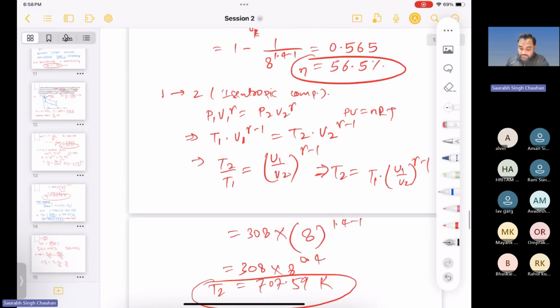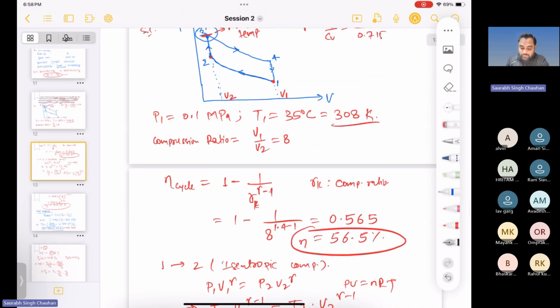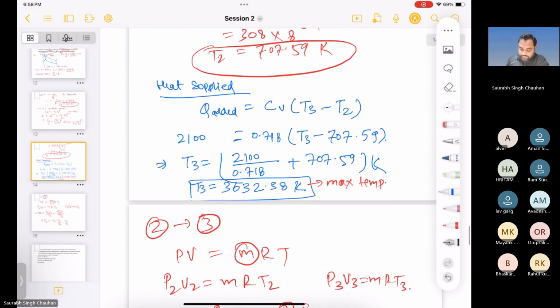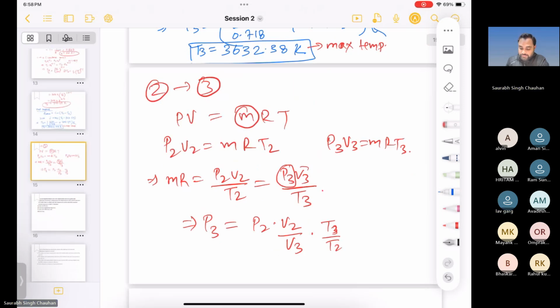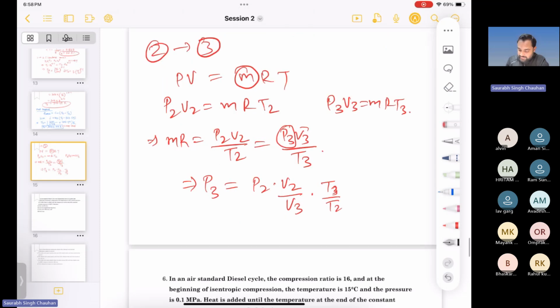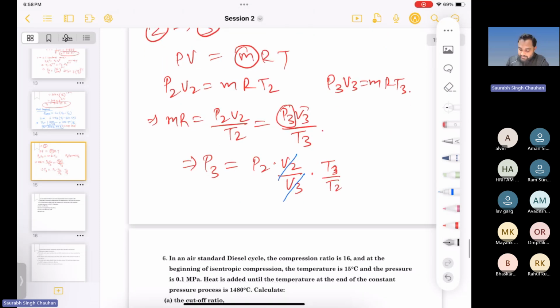Compression ratio is V1 by V2, from point 1 to 2. Point 2 to 3 is a constant volume process, right? So V3 is equal to V2. So you could have simply cancelled out these volume values here itself, but just for generalization, I have kept these values. So V2 is equal to V3. This is constant volume heat addition. This is the Otto cycle, right?